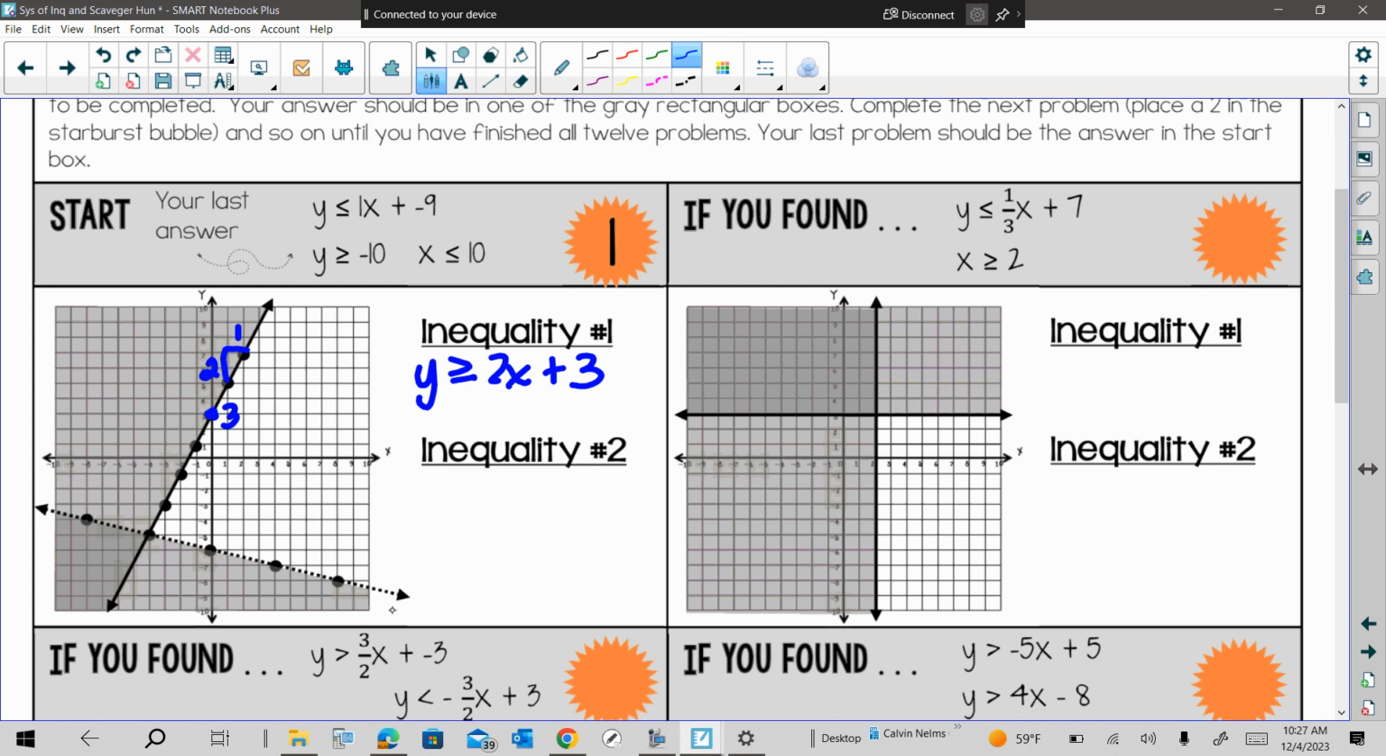Inequality 2 for me is going to be the dash line. Again, I need to find the y-intercept. That happens here at -6. And then I need to do my slope. This is counting down 1, then 1, 2, 3, no, to the right 4, sorry. So down 1, to the right 4. Since y is shaded below, it'd be y less than -1/4 x minus 6.